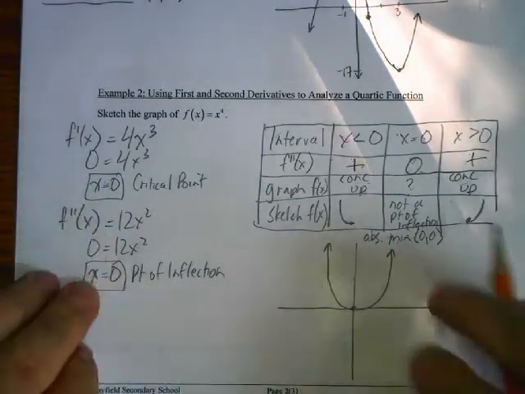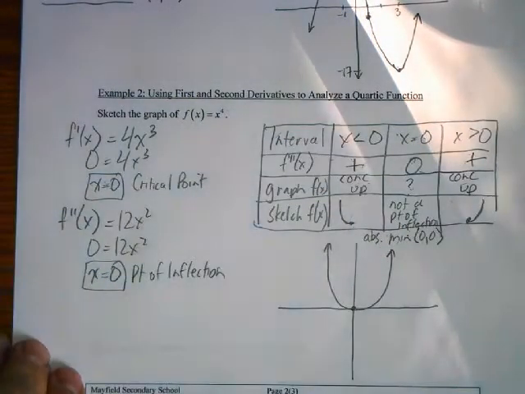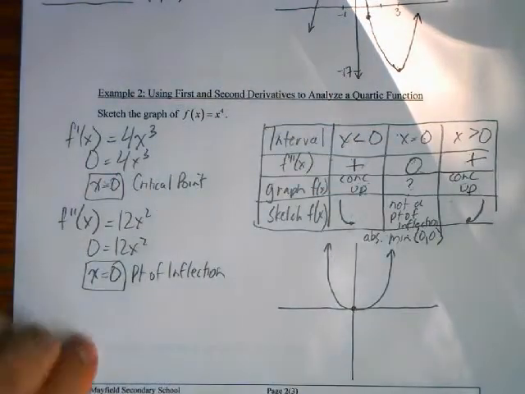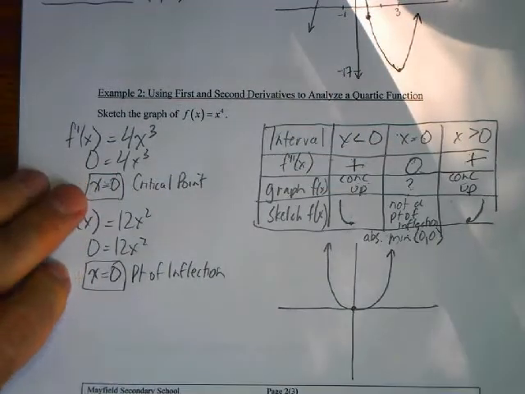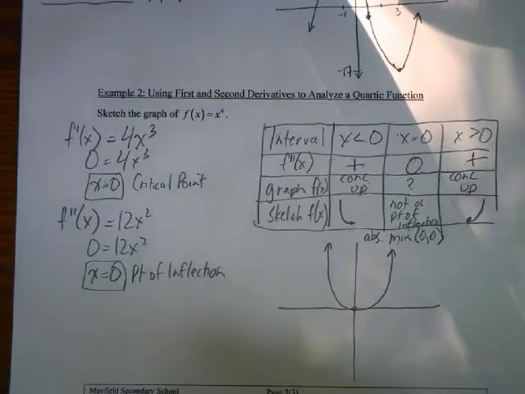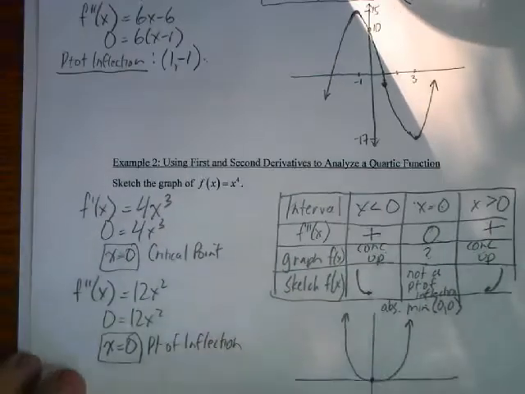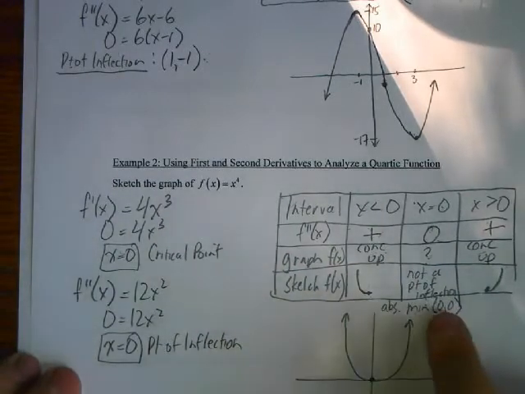So that's just to show you what happens when you get the same value of x showing up for both critical point and point of inflection. So further testing is required, and you can basically rule out that it can't be a point of inflection in this case. Okay.